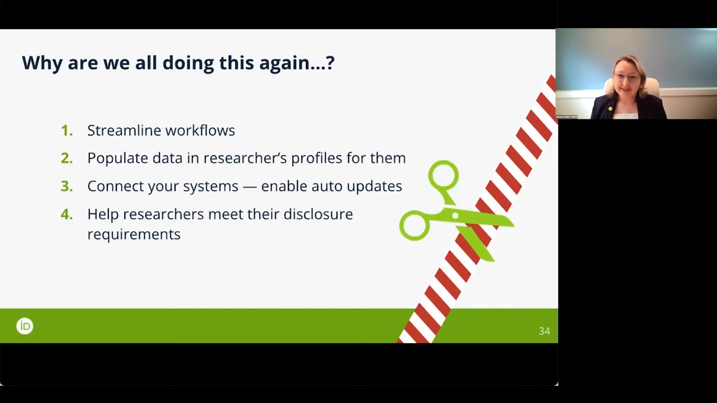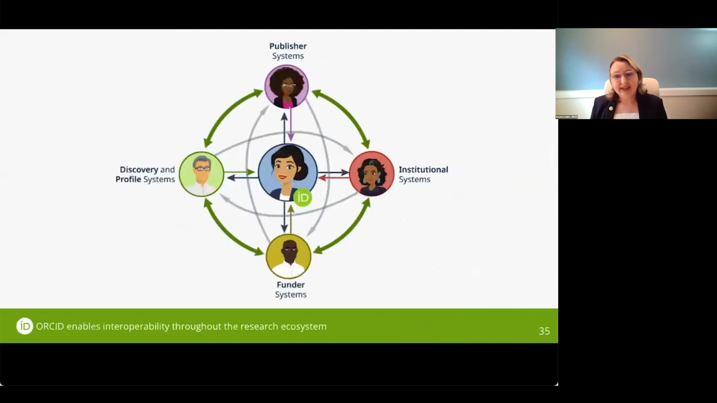We just need to connect the systems, which will then make managing the researcher's disclosure requirements a whole lot easier. It's going to take everyone in the research ecosystem writing to the researcher's profile. Publishers to write the publication citation, funders writing the award information, and universities writing to the employment and education sections. The more we can write to the researcher's profile, the more useful it becomes, and we help streamline the workflow for everybody in the research ecosystem.